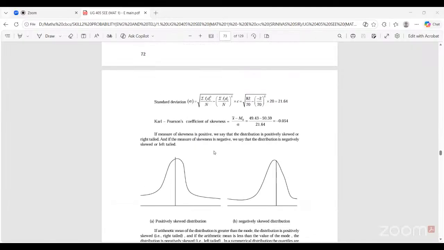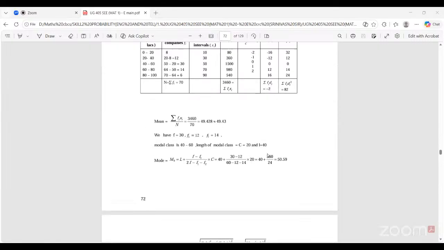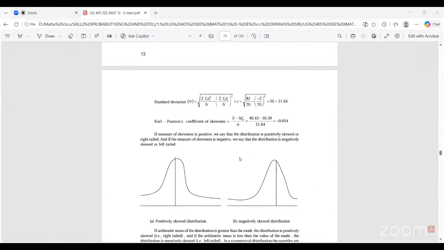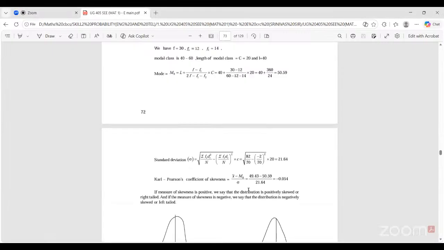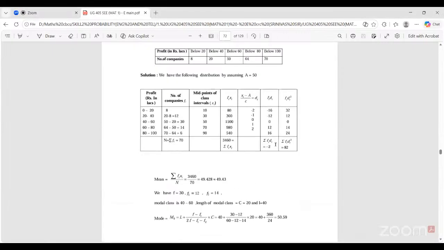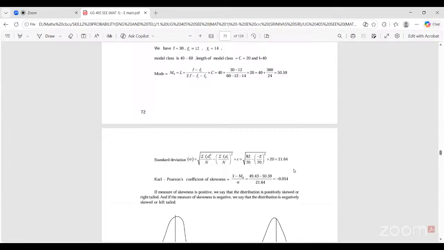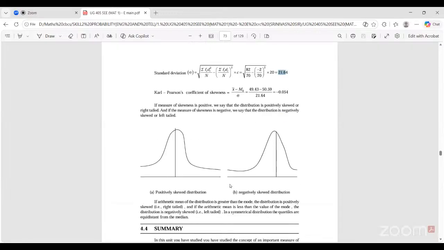The standard deviation is the square root of summation fd square by n minus (summation fd by n) whole square, into c. The value of summation fd square is 82, so 82 by 70 minus 2 whole square by 70. The total is 21.64. The Karl Pearson coefficient is 49.43 minus 50.59 by 21.64, that is about minus 0.04.